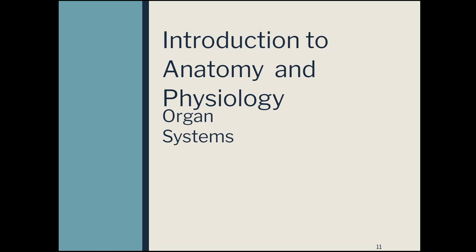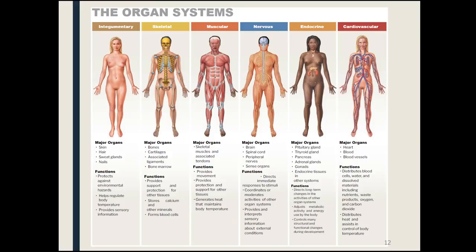Our different types of organ systems include the integumentary system, skeletal system, muscular system, nervous system, endocrine system, and cardiovascular system. Our integumentary system, if we were in class, I would ask you, what do you think our integumentary system is? That's actually our skin. So if you ever hear hair, skin, and nails, that's your integumentary system, as well as sweat glands. Integumentary is one of our largest organ systems since it covers the entire body.